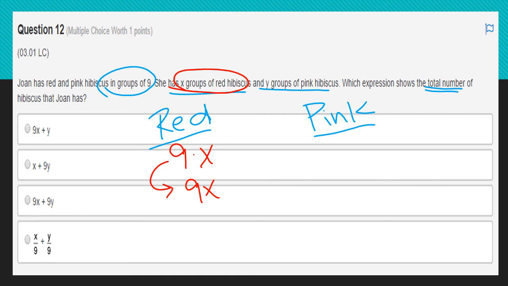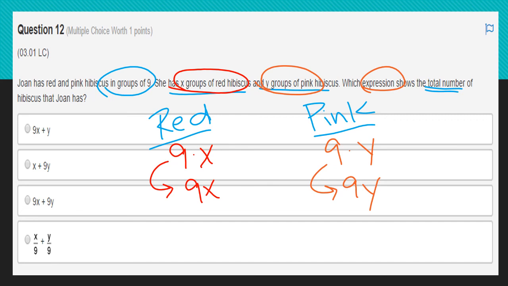Now if we look at our pink, I don't have a pink color, so I'll use orange right now, but pink is the same, groups of 9. We have Y amounts, so I'm going to multiply it by Y, which we know 9 times Y is the same as 9Y.